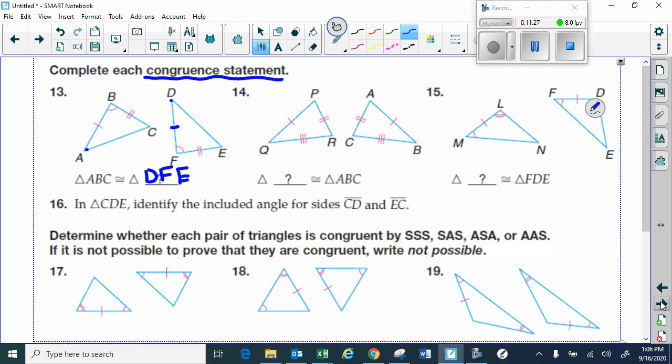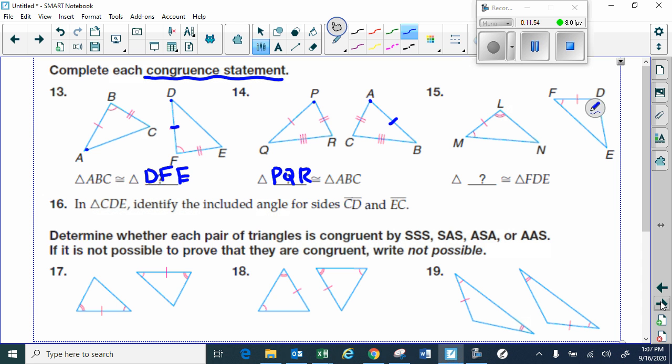Okay, here, ABC. A, notice A is between arcs 1 and 2. So which one's between arcs 1 and 2 over here? P. B is between arcs 1 and 3, and Q is between arcs 1 and 3. C is between arcs 2 and 3, and R is between arcs 2 and 3. We've got to put them in corresponding order, that's called the congruence statement.